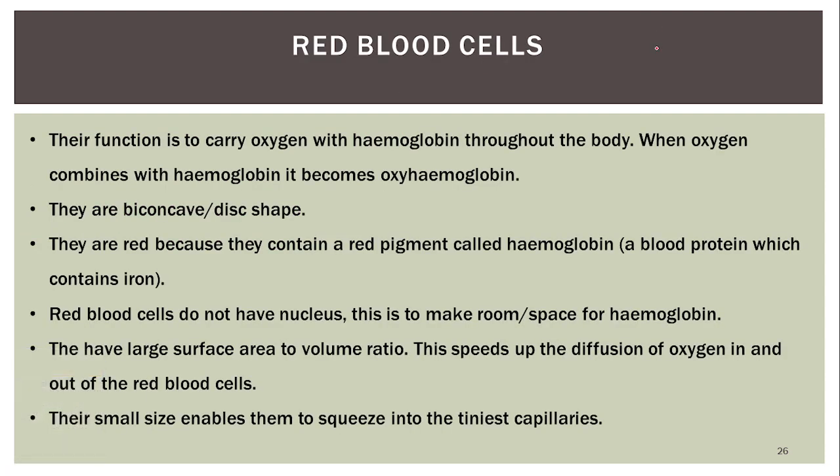Red blood cells look like this, biconcave. Their function is to carry oxygen with hemoglobin throughout the body. When oxygen combines with hemoglobin, it becomes oxyhemoglobin. Oxy comes from oxygen, and hemoglobin from hemoglobin. They are biconcave, or disc shaped, and red in color. They are red due to the hemoglobin. Hemoglobin is a blood protein which contains iron. Red blood cells do not have a nucleus.